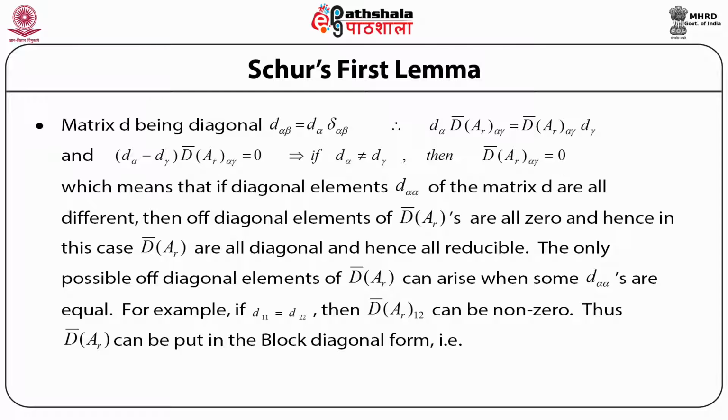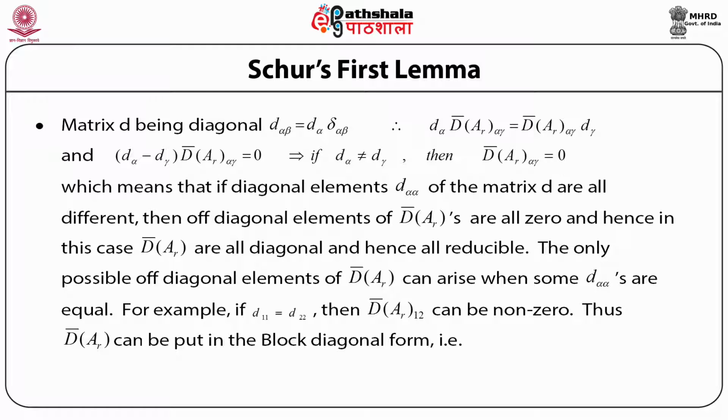Therefore, (D_alpha minus D_gamma) multiplied by D-bar(A_R)_alpha gamma is equal to 0. What does it tell us? It tells us that if the elements D_alpha and D_gamma of the diagonal matrix are different, then D-bar(A_R)_alpha gamma is equal to 0, which means that if the diagonal elements D_alpha alpha of the matrix D are all different, then the off-diagonal elements of D-bar are all 0. And hence in this case, D-bar(A_alpha) are all diagonal and hence all reducible.